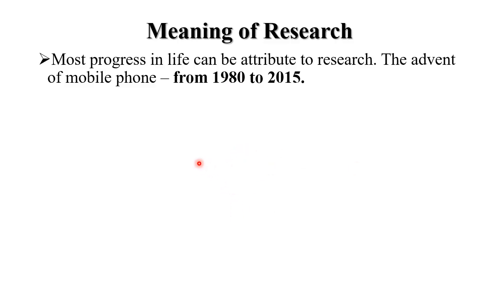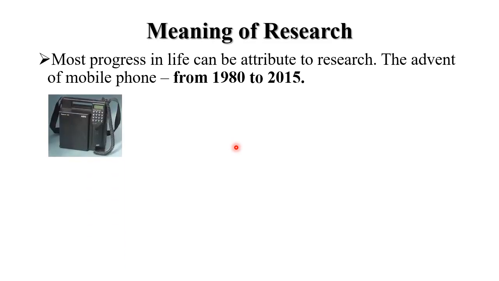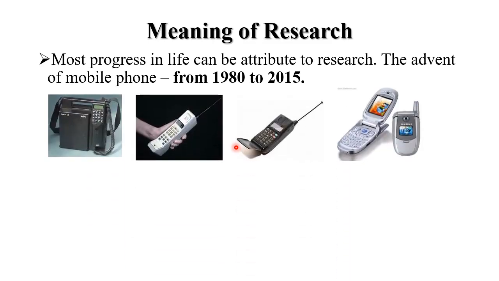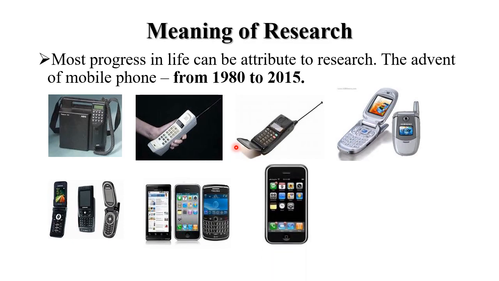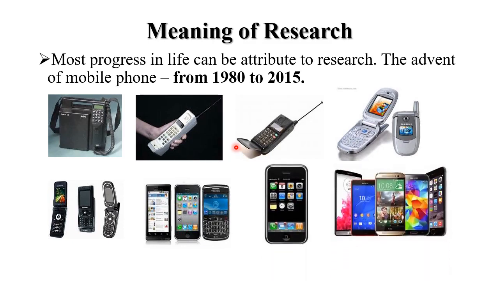We would first look at the essence of research, and as an example, we would look at how research, for instance, has changed the way we communicate with regards to the use of mobile phones. So this slide tries to show how the mobile phone has evolved over time. And in this instance, we are looking at from the year 1980 to 2015.